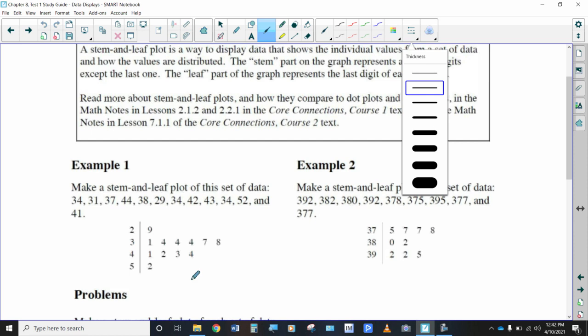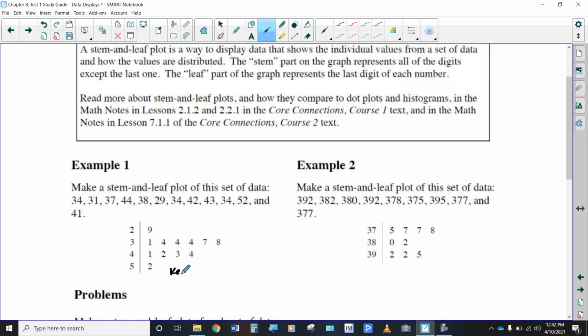Every one of your stem and leaf plots should have a key that tells you what these numbers represent, because you don't know if this is a 200 and that's supposed to be the tens place, or if that's supposed to be the tens place and that's the hundreds place. You don't really know unless you see the key. So if I put this in here, it says 2 line 9. The 2 is the number in the stem, the 9 is the number in the leaf.